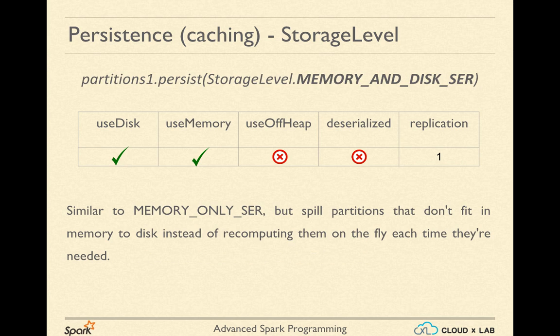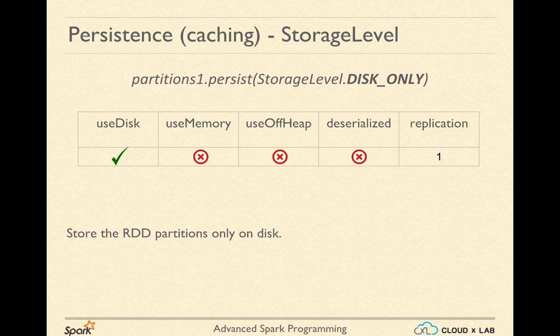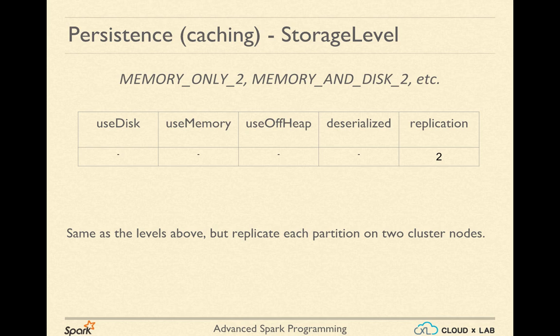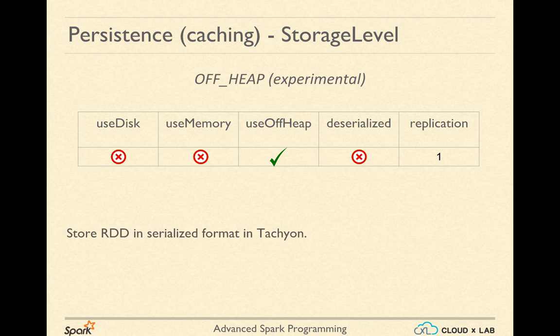This is similar to memory-only serialization, but it spills partitions that don't fit into the memory to the disk, instead of recomputing them on the fly each time they are needed. It stores the RDD partitions only on the disk. It is same as the levels before, but it replicates each partition on 2 cluster nodes. It stores RDD partitions only on the disk.